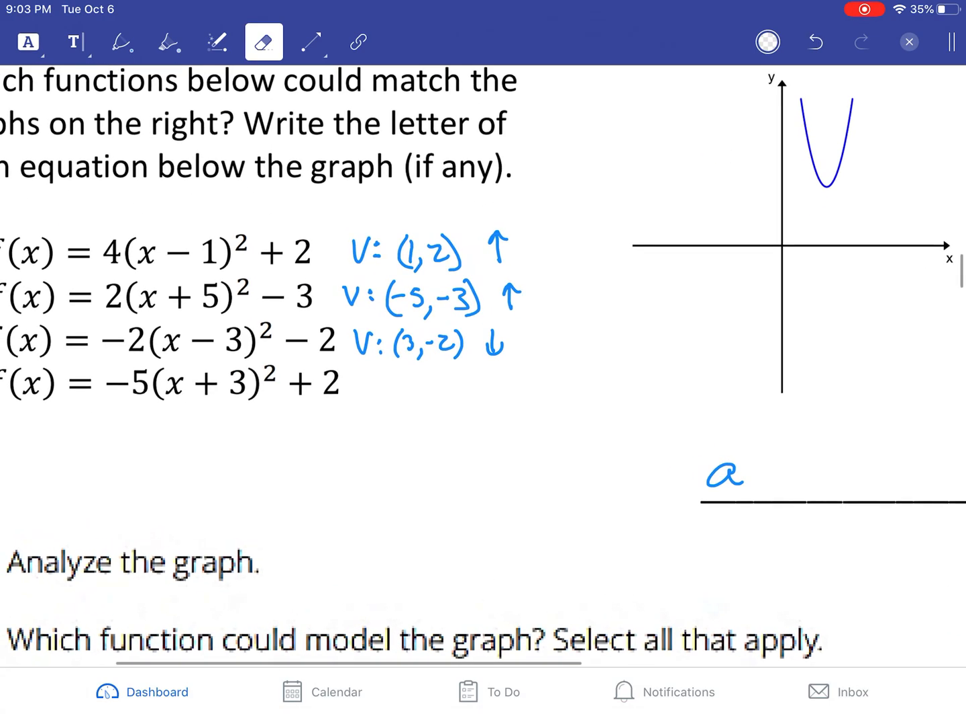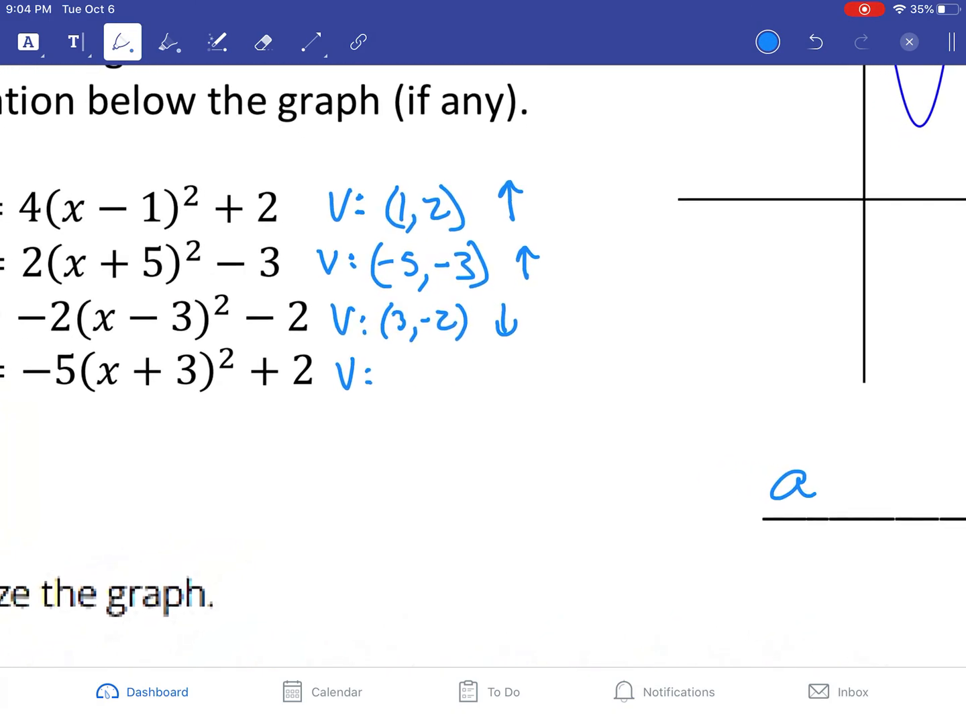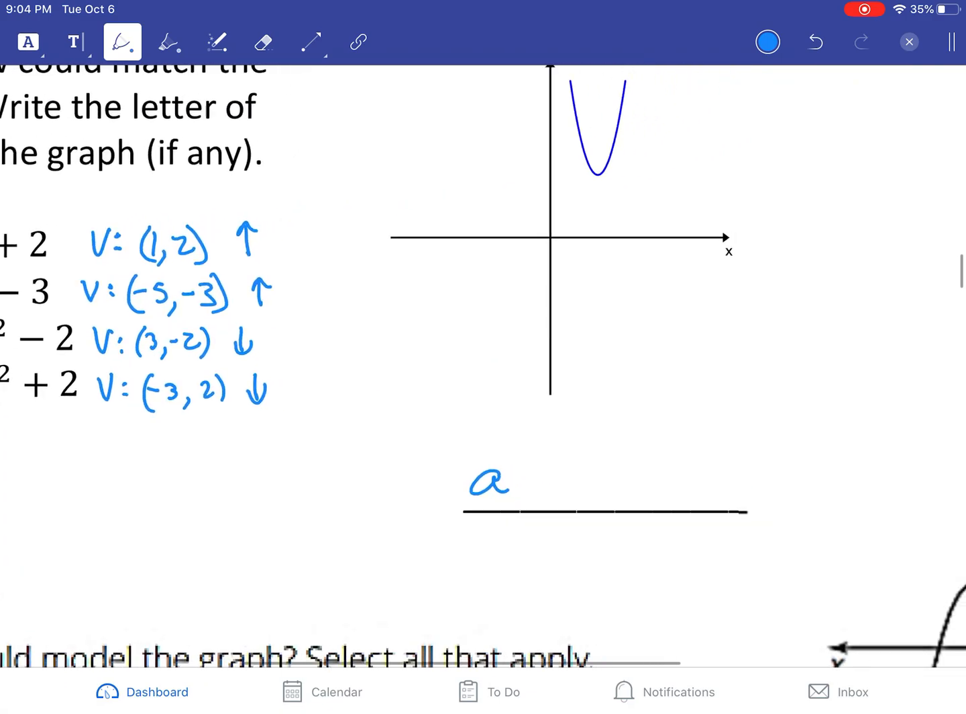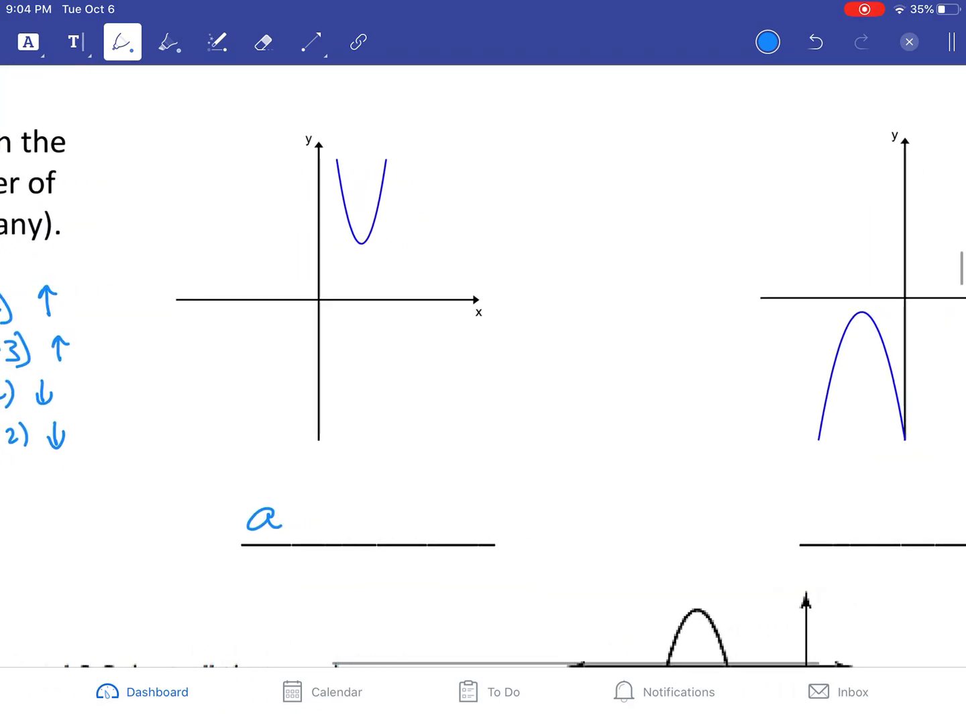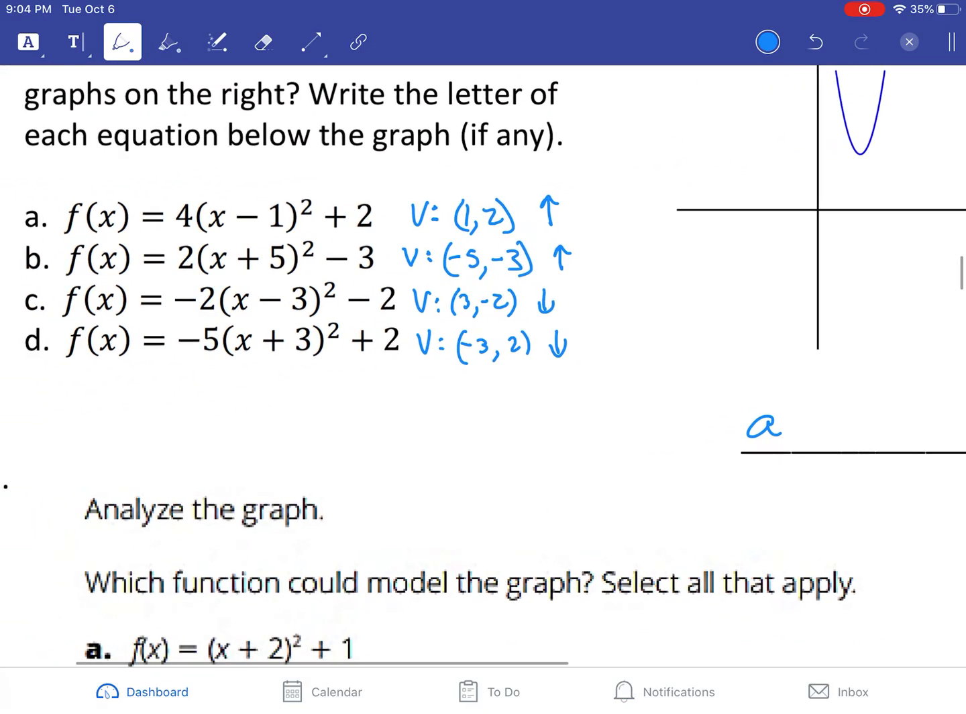Finally, we got to D. The vertex is (-3, 2), and the graph is going to be going down because, again, the 5 in front is negative. So when we look at our going down graph, (-3, 2) would be up here. Although it is going down, the vertex is not in the right quadrant of our coordinate plane, and thus D won't work for either one. So the only one that does work is A.